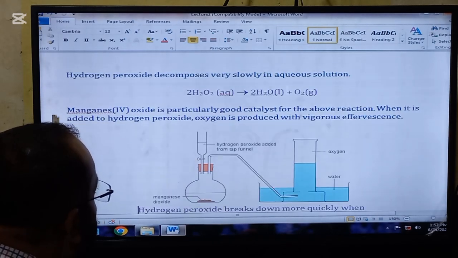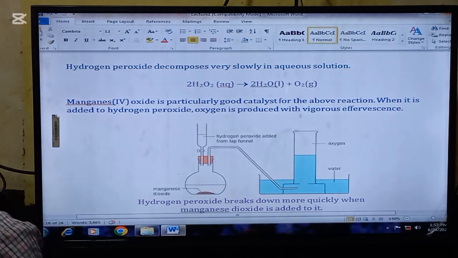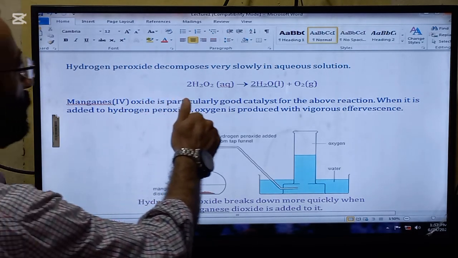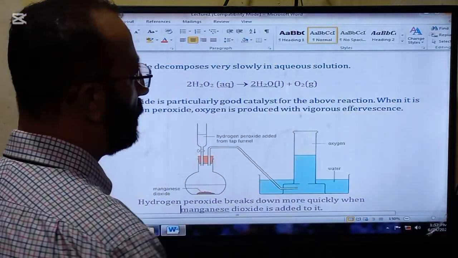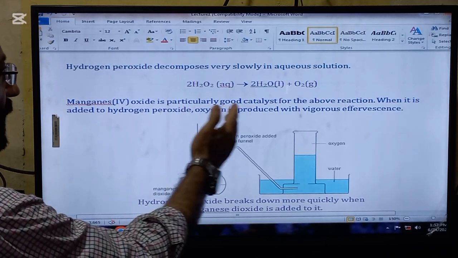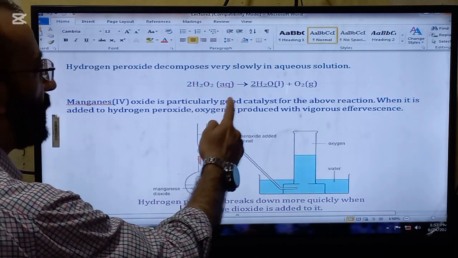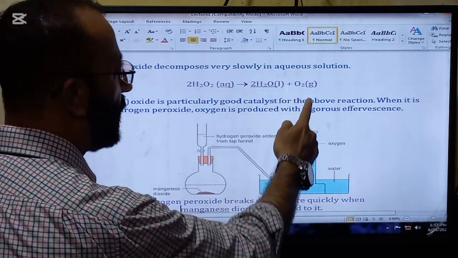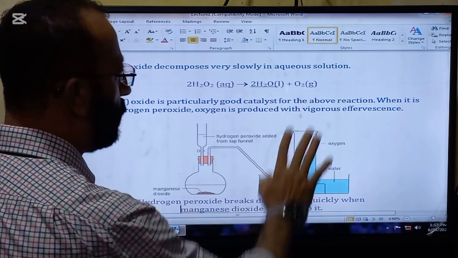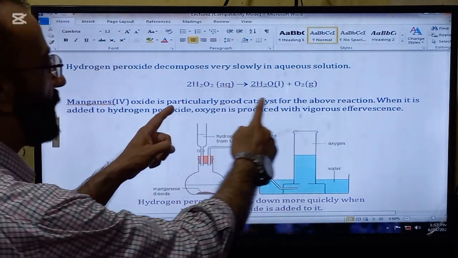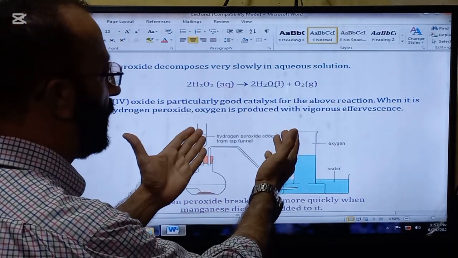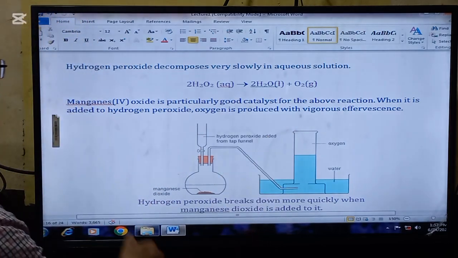Okay, here is an example which we are going to read. Hydrogen peroxide decomposes very slowly in aqueous solution, and the reaction is 2H2O2 forms 2H2O plus O2. This reaction is actually in the beginning without the presence of the catalyst.